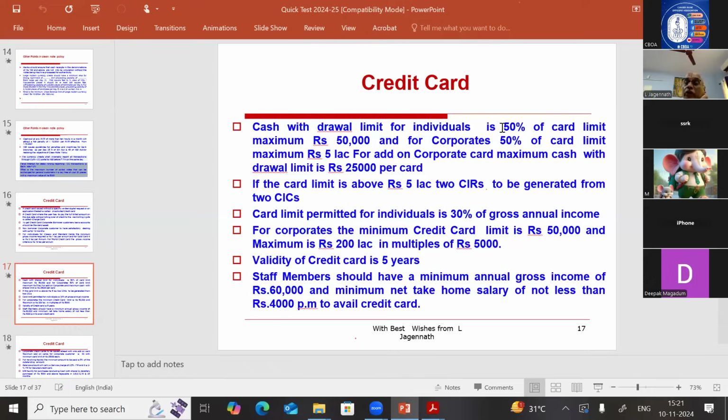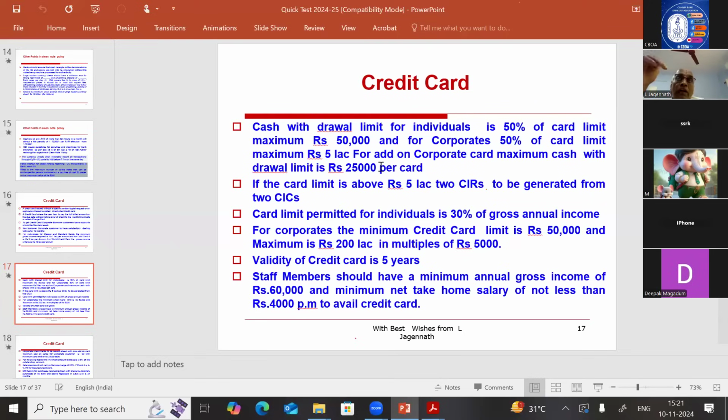Cash withdrawal limit for individual. What is the maximum cash withdrawal limit? 50% of the card limit, maximum of rupees 50,000. And for corporates, it is 50% of the card limit, maximum of rupees 5 lakhs. At any point of time, it can outstand only 5 lakhs. For add-on corporate card, maximum cash withdrawal limit is 25,000 per card.